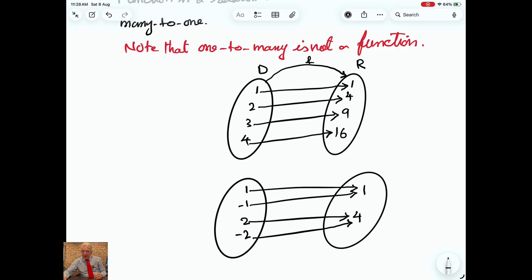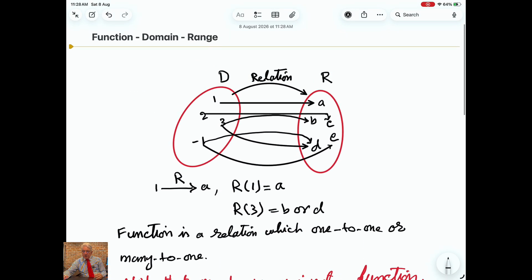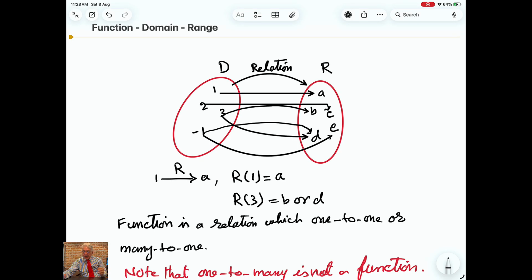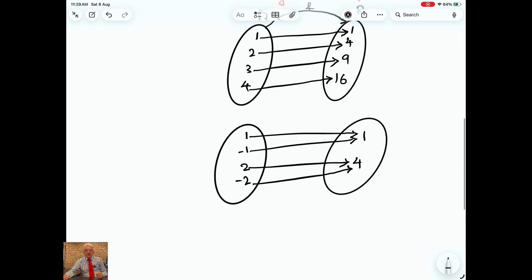Here, at the first thing which we said, this is not a function, it's a relation. When I'm saying 3, the image under this relation is either B or D. So that is an issue. If I say -1, you may say D, another person may say E. That is the confusion. So this is not a well-defined relation, or it is not a function. So in a function, everything is clear.